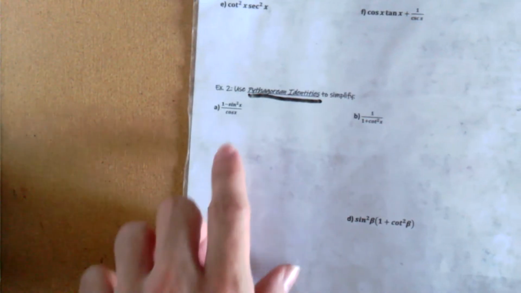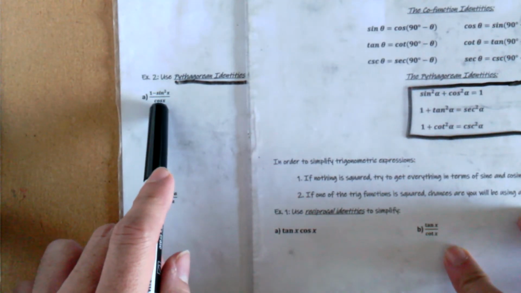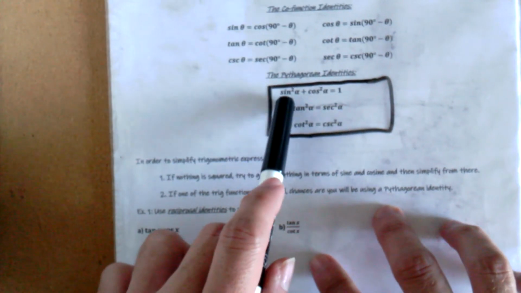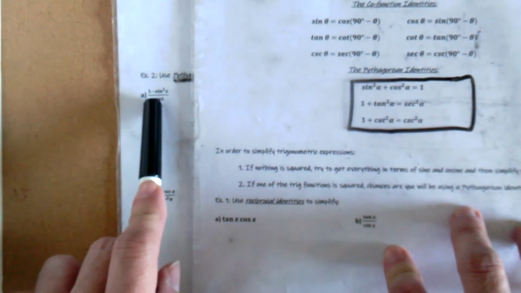Okay, so let's see. We're trying to simplify 1 minus sine squared divided by cosine. Clearly nothing cancels out right now. So what do our Pythagorean identities help us with? Notice we have sine squared plus cosine squared equals 1, 1 plus tangent squared equals secant squared, and 1 plus cotangent squared equals cosecant squared. None of these identities really replace any of these things right now. But what if we rearrange something here? Notice on the top we have 1 minus sine squared. It almost looks like we can rearrange the first identity to get 1 minus sine squared.